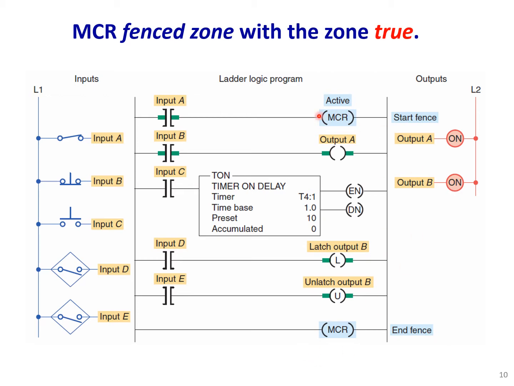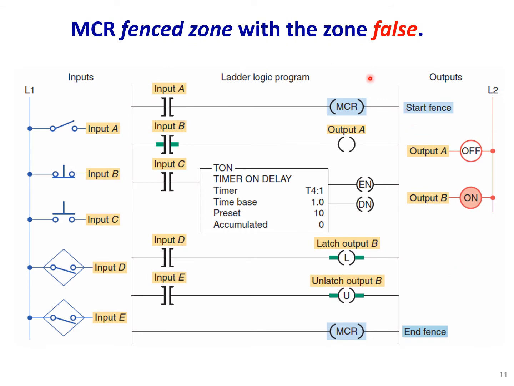Whatever is in the zone will be shut off and basically eliminated from the rest of the program. But when it's on, this part of the program will be part of the whole main program.